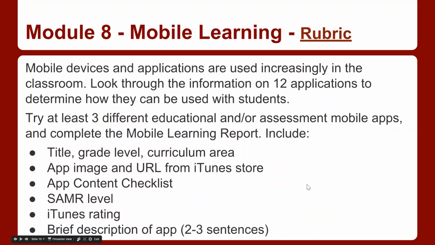Okay, Module 8 is a mobile learning piece. Mobile devices and applications are used in every classroom. So there are 12 options that you can use to explore. You're going to try at least 3 of the educational or assessment mobile apps, and you're going to complete the mobile learning report. Include all of these pieces: iTunes rating, description, app content check. All of these pieces need to be included on each one.